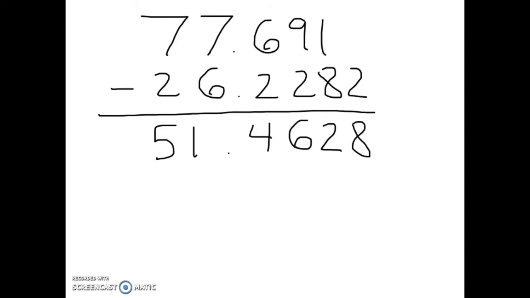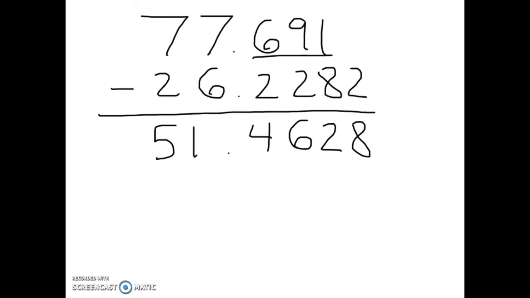Here is a subtraction problem. We can look at this the same way we approached the past 2 addition examples. So here I've lined up the numbers vertically. I've calculated our result as the first step. So here we have 77.691 minus 26.2282, and that gives us a result of 51.4628.